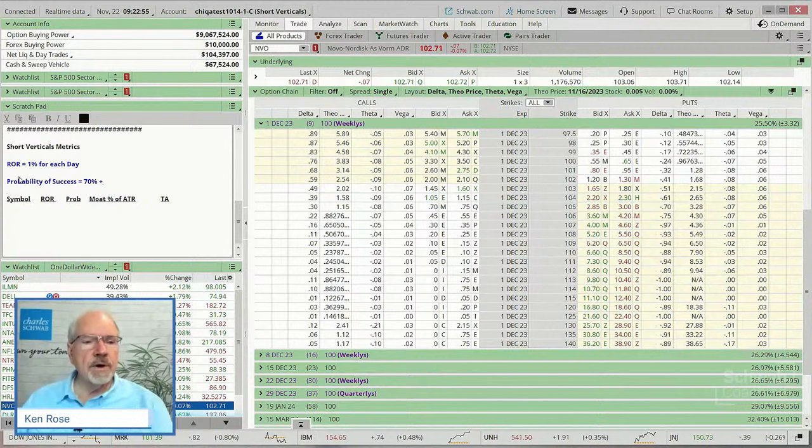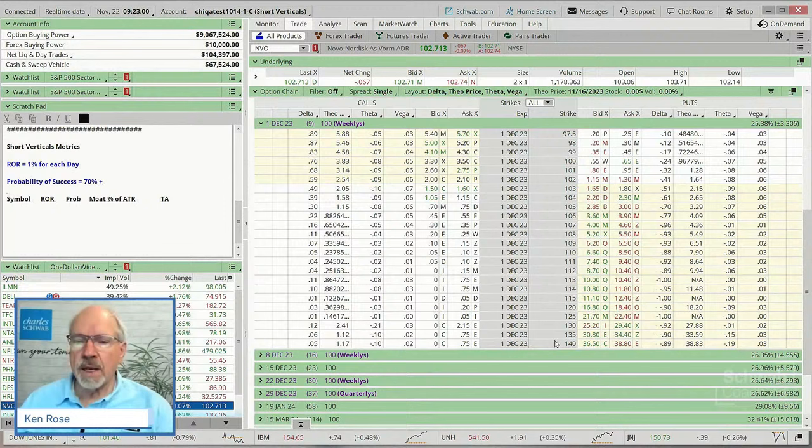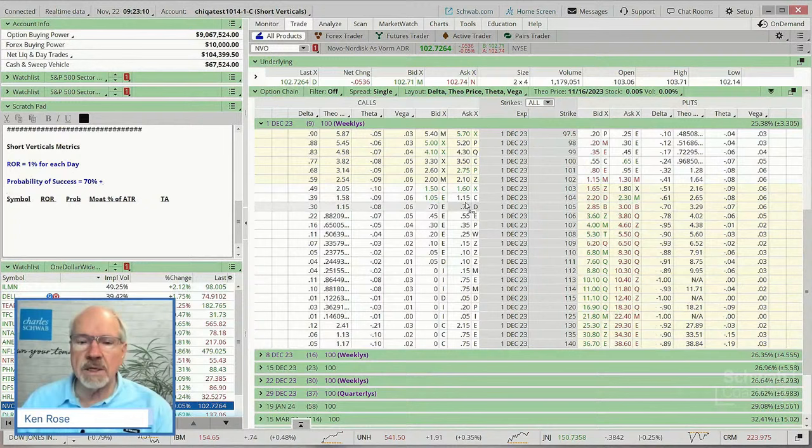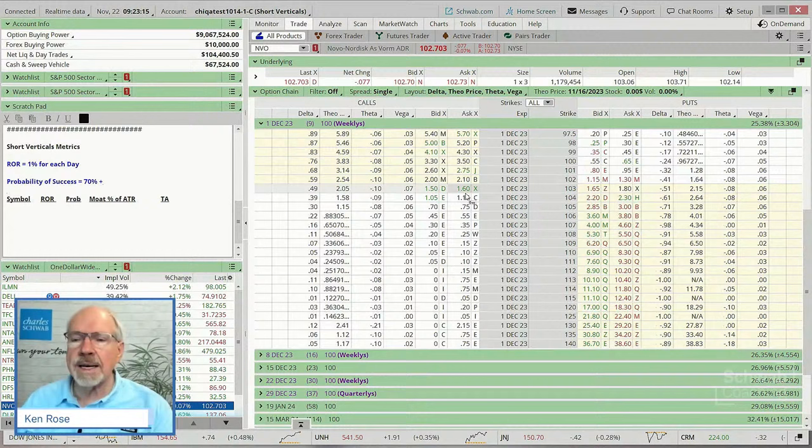Let's start off with our probability of success of 70% here on NVO. Notice, this is kind of nice. We do have the $1 wide strike prices, which is nice. Are these options quoted in penny increments? I don't know that they are, because it looks like these options are quoted in nickel increments. Okay, so this is on our watch list.